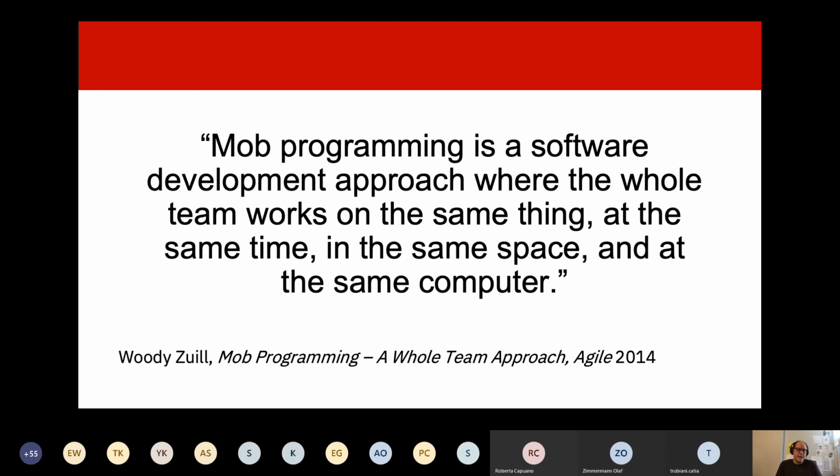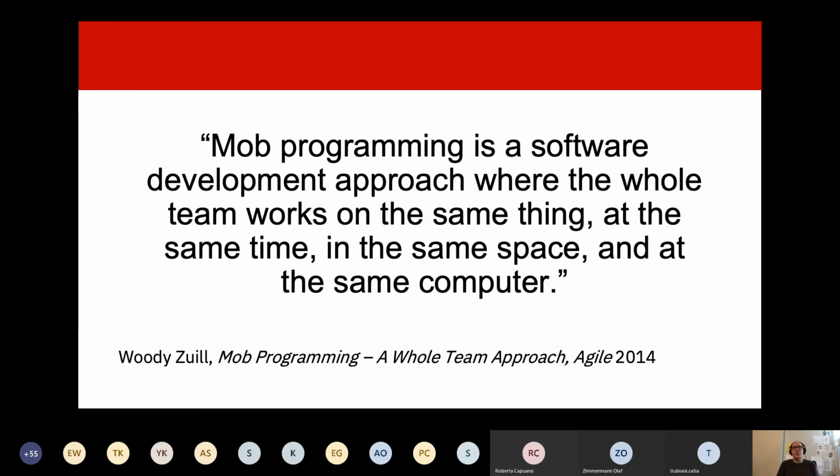Mob programming is a technique that is pretty interesting. It's a software development approach where the whole team works together on the same thing at the same time, in the same space, and at the same computer. This is coming from Woody Zuill's experience report, which was the first reported example of mob programming. Obviously, working from home, working remotely, it's a little bit different. We're not in the same space per se, but we do.